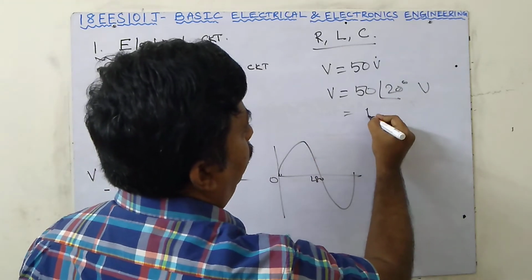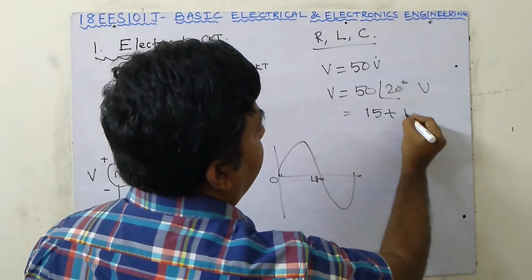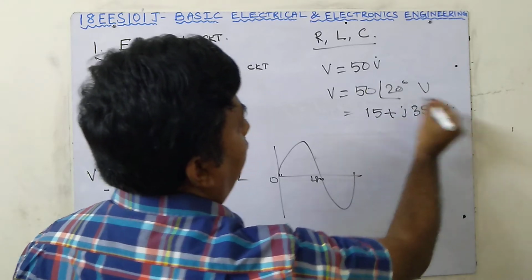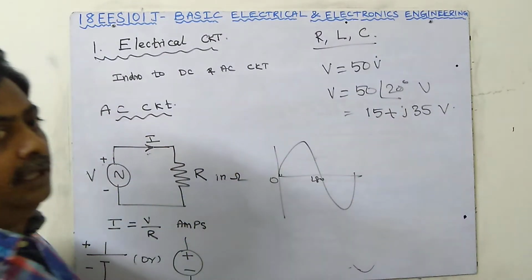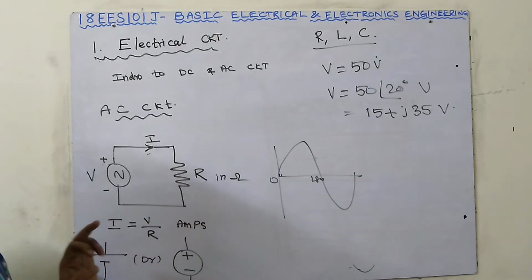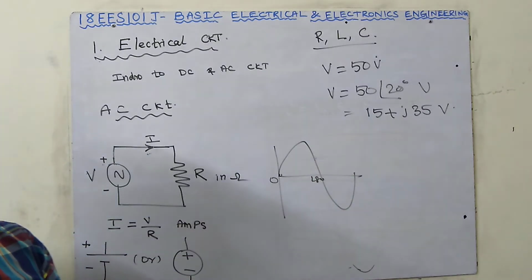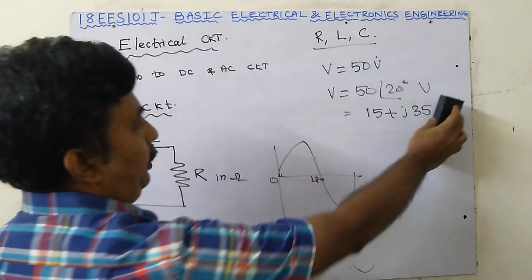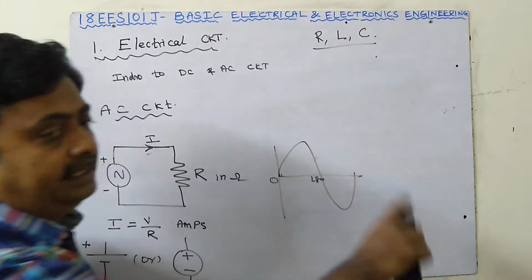Otherwise it will be 15 plus j35 voltage. This is called rectangular form, both forms are there. So that's a complex number. This is the thing we will get here. We will get the voltage, so current also will be a complex number, because it follows a sinusoidal waveform.